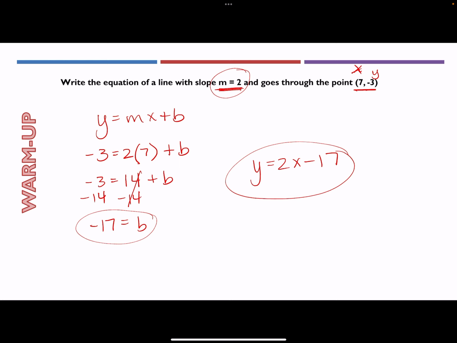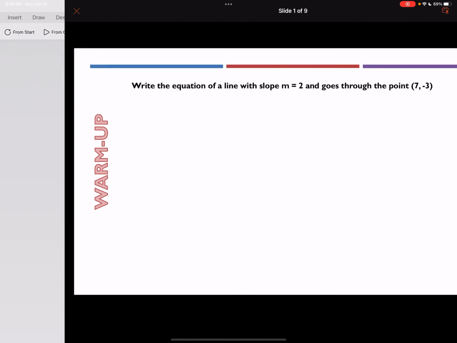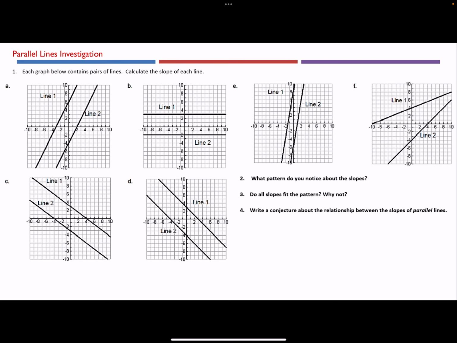So we're going to need to be able to do all that in order to do what we want to ultimately accomplish today, which is talking about parallel lines. And we're ultimately going to be able to write equations of parallel lines. So we're going to start with an investigation. So make sure you pick up the note packet for today. And on the first page, there's this parallel lines investigation.